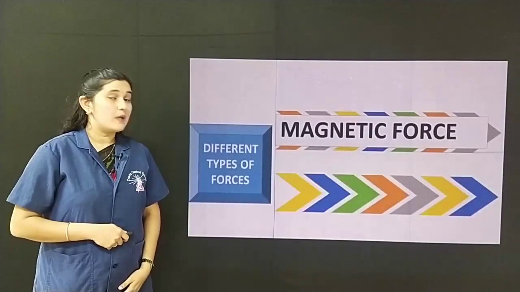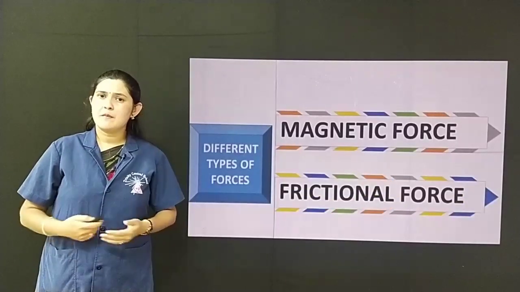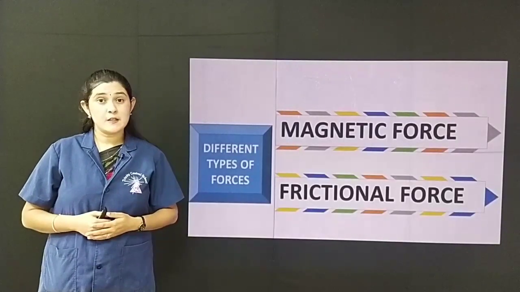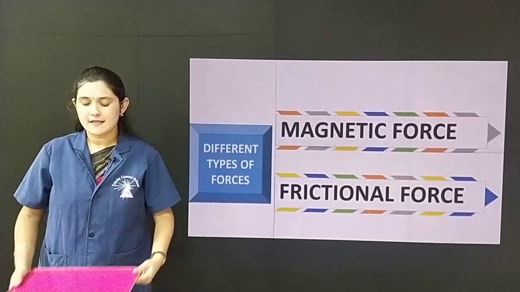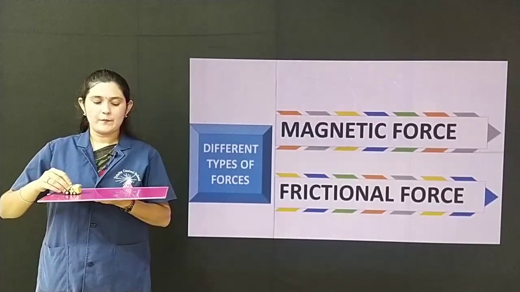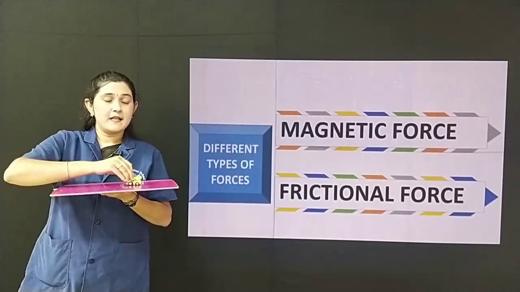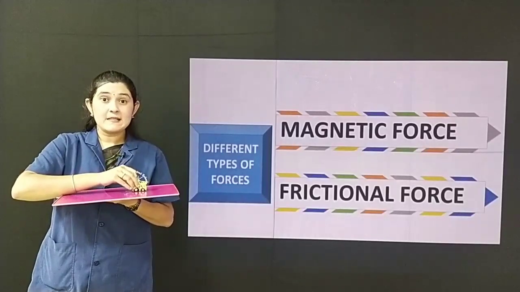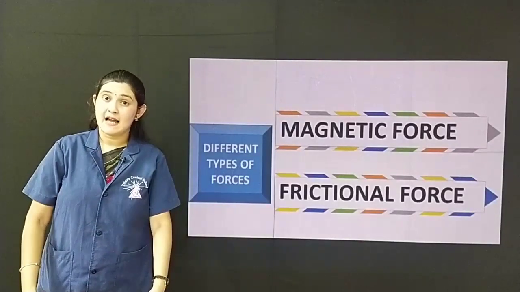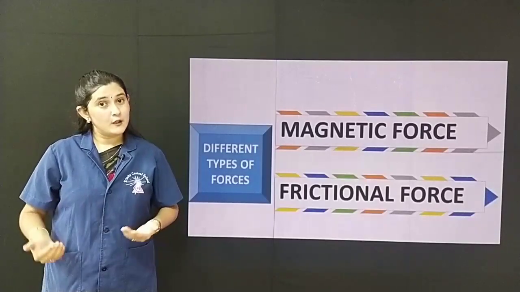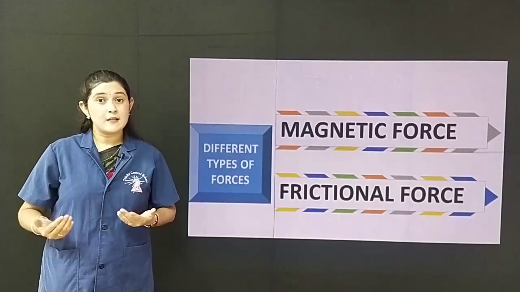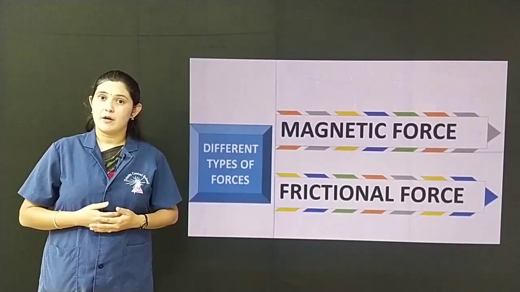The next type of force you learnt is frictional force. What do you mean by frictional force? Frictional force is a force which slows down or stops a moving body. Now observe this demonstration carefully. Here is the bus. When it moves, if you suddenly put the brake, it stops. It is because of friction between the brakes and the tires of the bus that the moving object is brought to a halt. So you can say that frictional force is a force which stops or slows down a moving body.